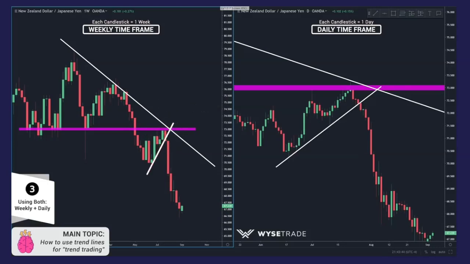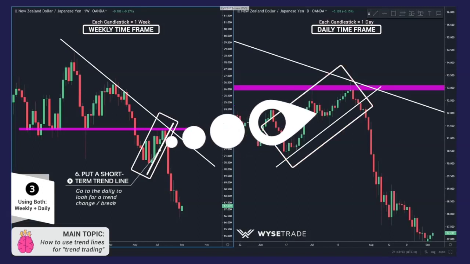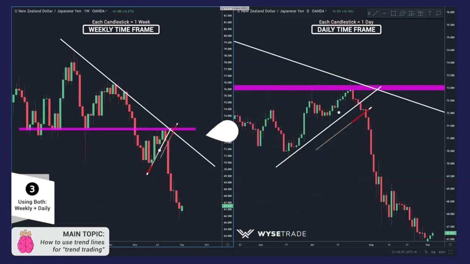So we put a short-term trend line below the immediate trend. Now, in order to look for short trade entries, you need to confirm that the short-term uptrend is over. So we need to go to the daily time frame to look for a trend change in bearish price action inside of this current moving uptrend before looking for a trade entry short.